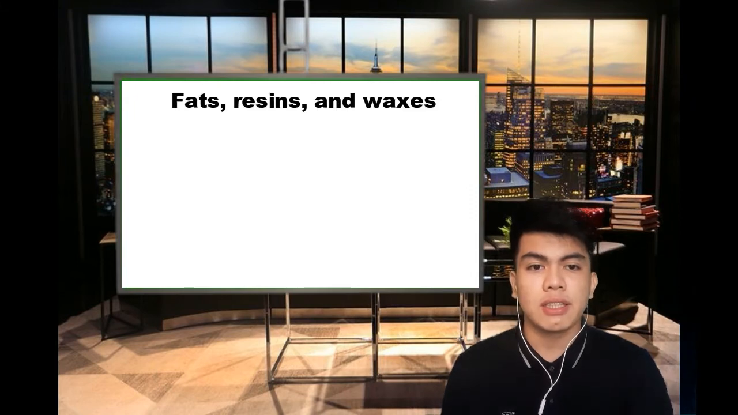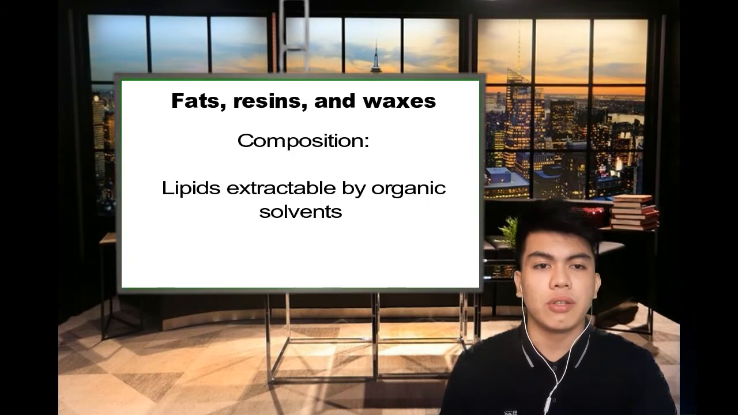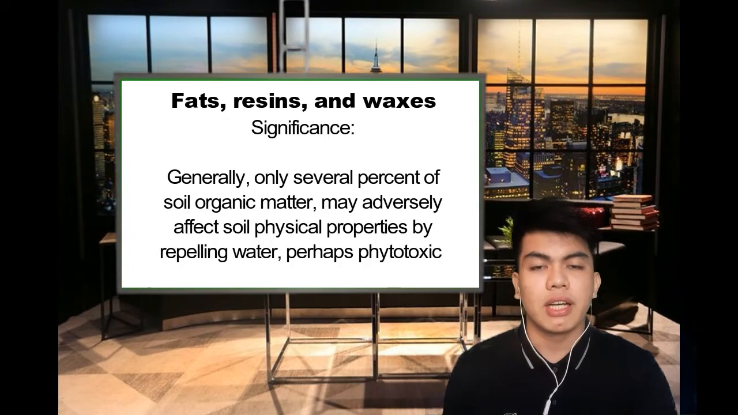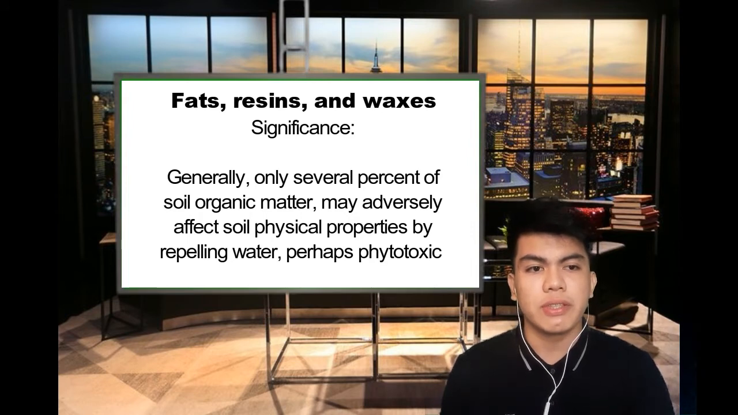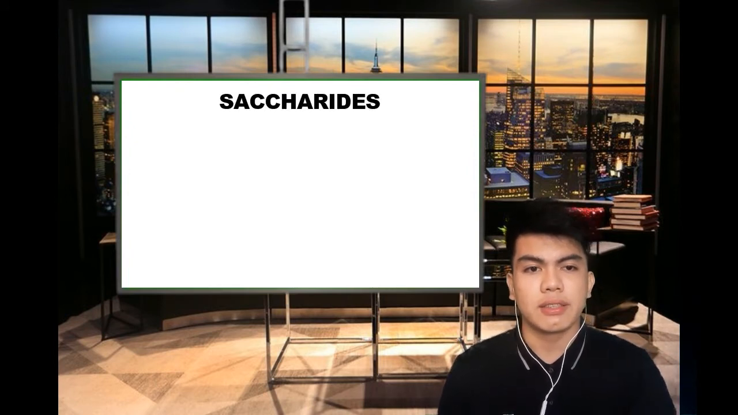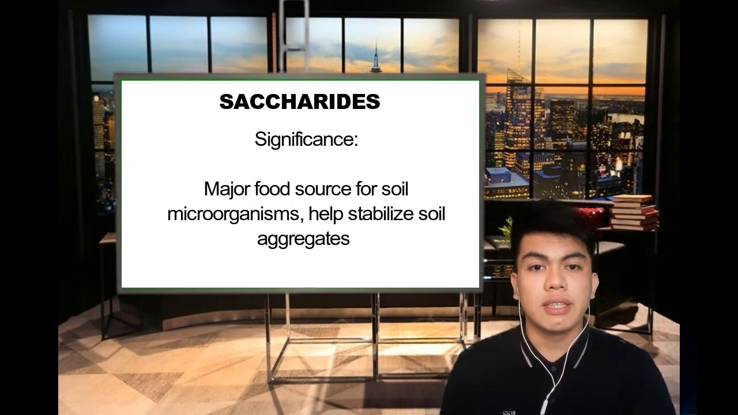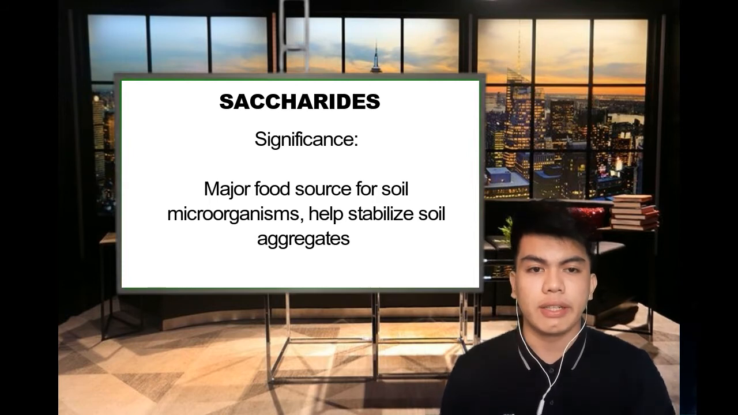Next is the fats, resins, and waxes. So for the composition, it is composed of lipids extractable by organic solvents. And for the significance, generally, only several percent of soil organic matter, it may adversely affect soil physical properties by repelling water, perhaps phytotoxic. Third is the saccharides. So it has cellulose, starches, hemicellulose, and gums for its composition. And for the significance, it is the major food source for soil microorganisms and it helps stabilize soil aggregates.